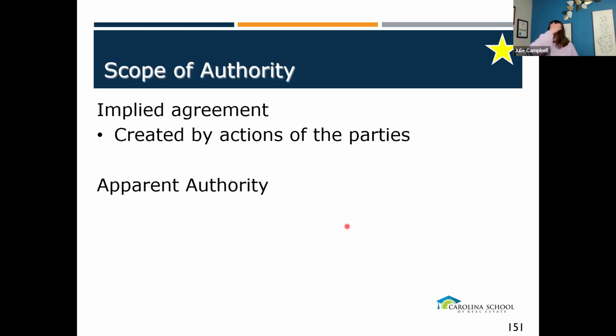So the scope of our authority just tells us the parameters. Again, this is important. All agency agreements, all of them, are express agreements. Implied, not allowed. Apparent, definitely not allowed. It's all express, meaning the terms have been clearly stated.